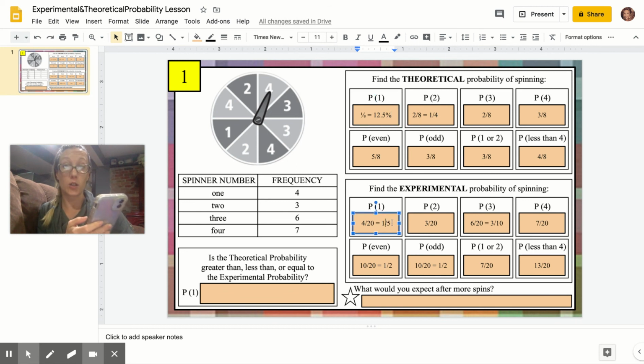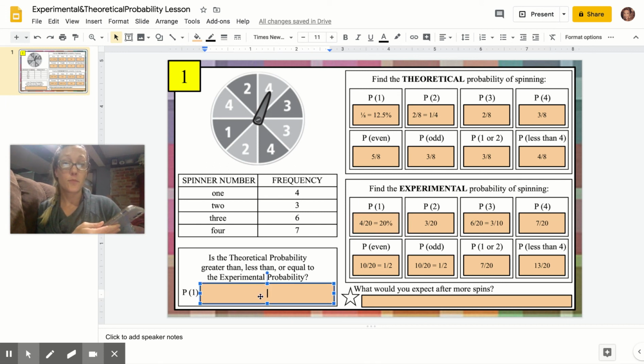Over here, for the probability of spinning a 1, when I did the experiment, it happened 1 out of 5 times, which is 1 divided by 5, giving you 0.2, which is 20%. So how would I compare them? I would say the theoretical probability up here is what compared to the experimental probability? Yeah, it's less than.